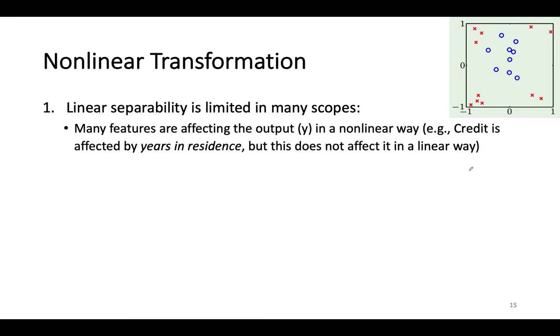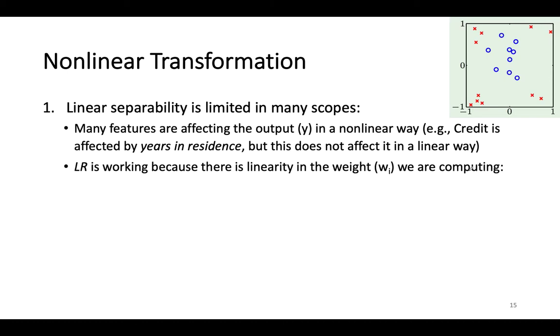In general, many features in the real world are affecting the output, right? And they are not linear. For instance, you might not be able to find a linear W to express all your features, for instance years in residence, the age or the income, and so on and so forth. So for those, you need a way to transform your nonlinear space perhaps into a linear space. Let's see how you're going to do that.